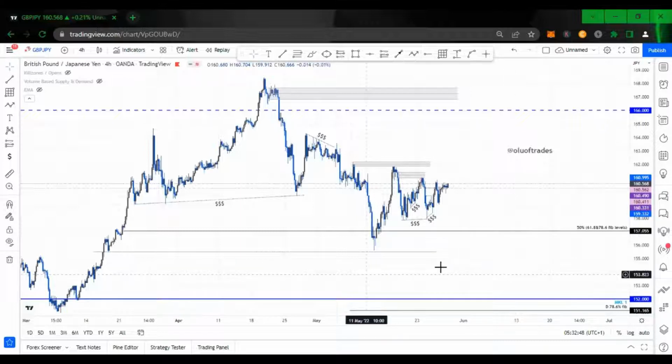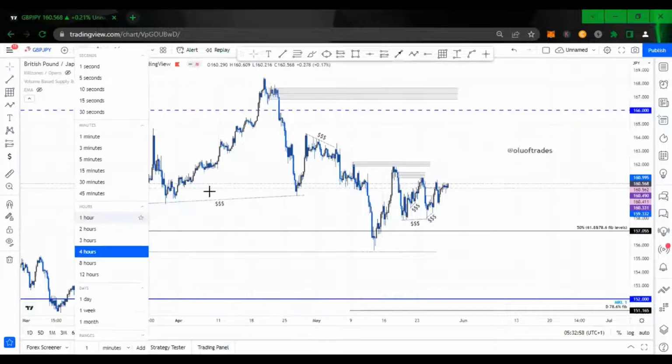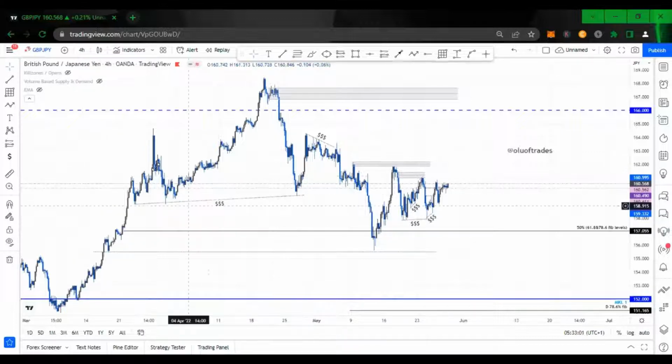So this is all there is to the 4-hour time frame, all right? So let's scale down to the 1-hour time frame and see what we can see, because on the 4-hour time frame, that means you have to be a long-term trader, right? You have to be someone that holds trades for 2-3 days. To me, trading the 4-hour time frame, you have to be able to hold trades for 2-3 days.